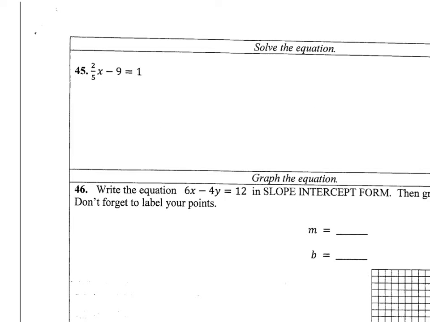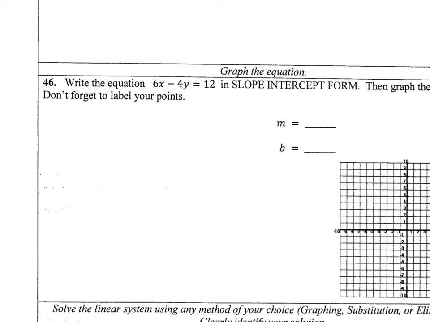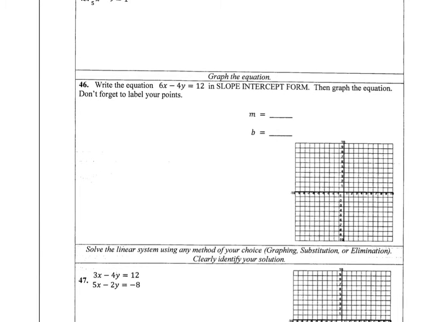Number 45, and this is page 6. Solve the equation, add it over, then multiply by 5 over 2 to both sides. Or divide by 2/5 if you have a calculator to do that. Okay, you're to graph this equation. Graph it on here, and you got to label your points. So once you got this in slope intercept, identify the m and the b, and then graph it.